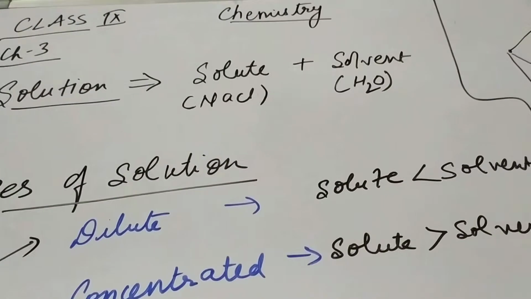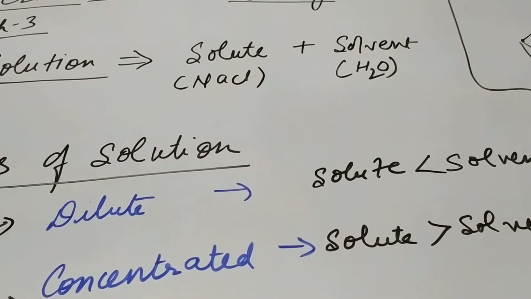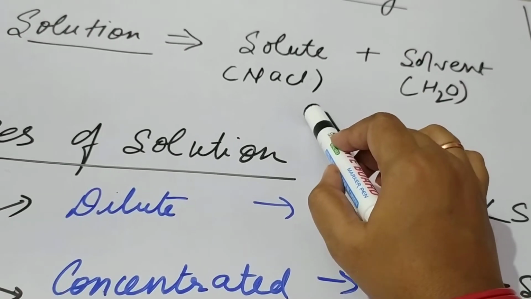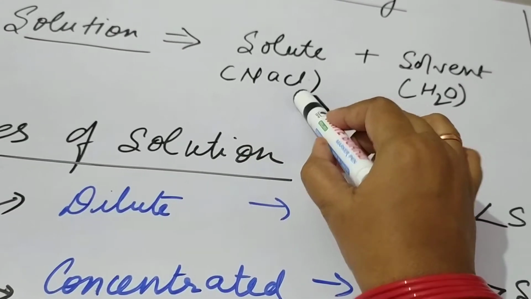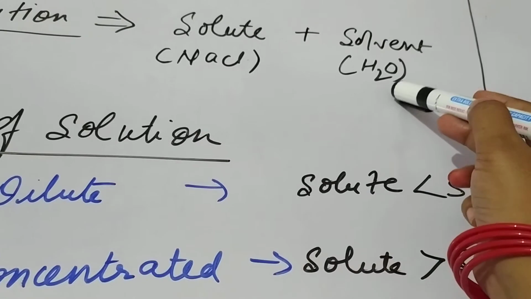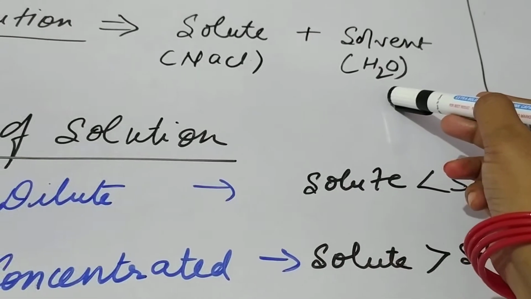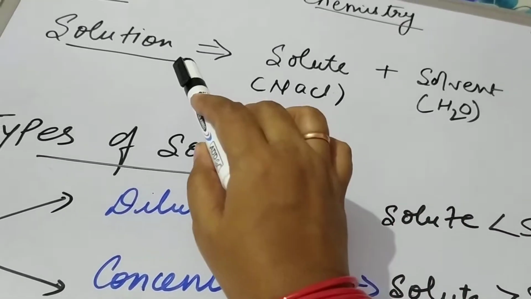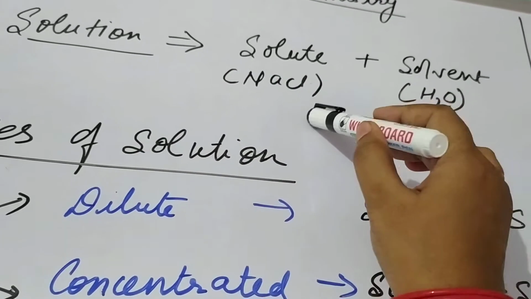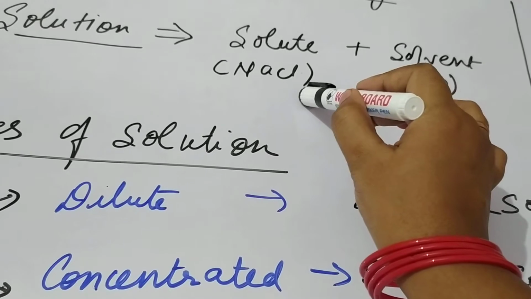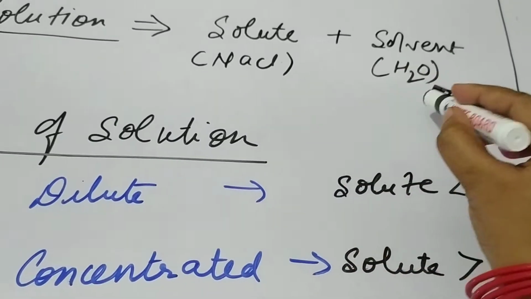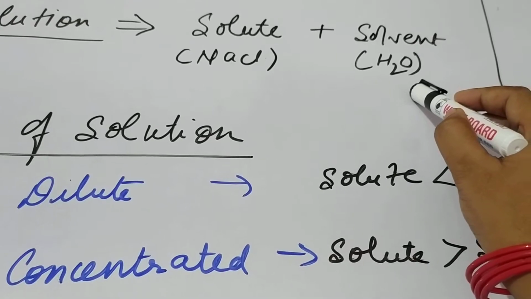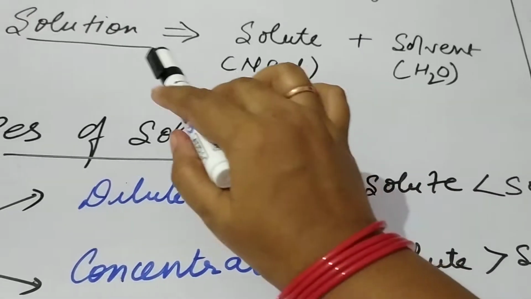Solution is made up of two components, that is solute and solvent. Solute is the solid part generally of the solution. For example, sodium chloride, and solvent is the liquid part of the solution generally, which is water. So if you mix solute in a solvent, it will together make up a solution. So solute is the solid part which dissolves in solvent to form a solution, and solvent is generally the liquid part. It is mostly water, in which the solute dissolves to form a solution.